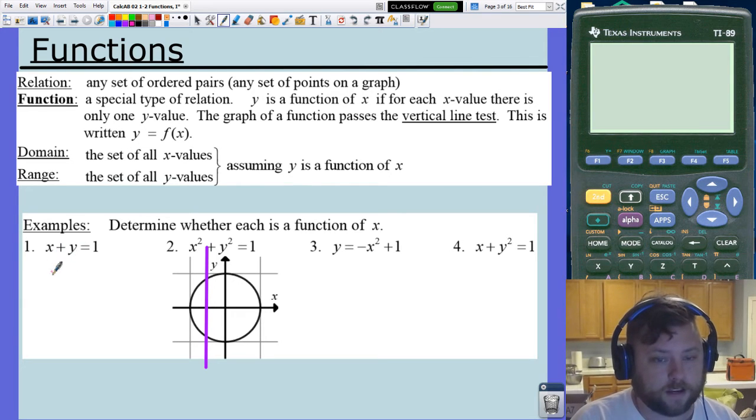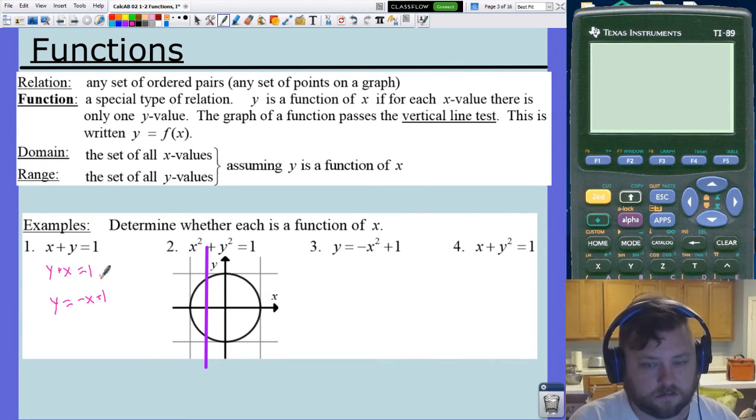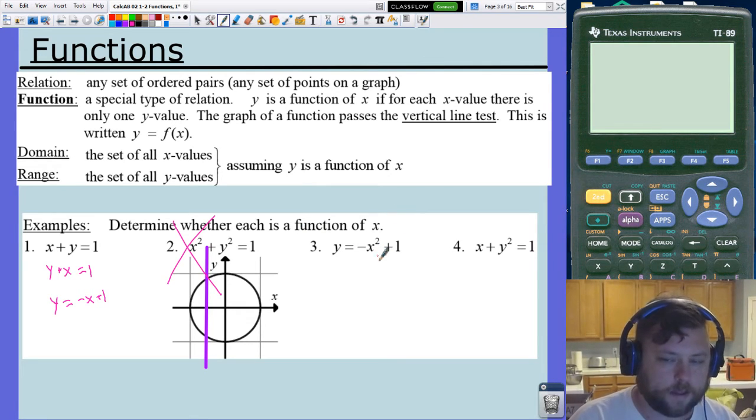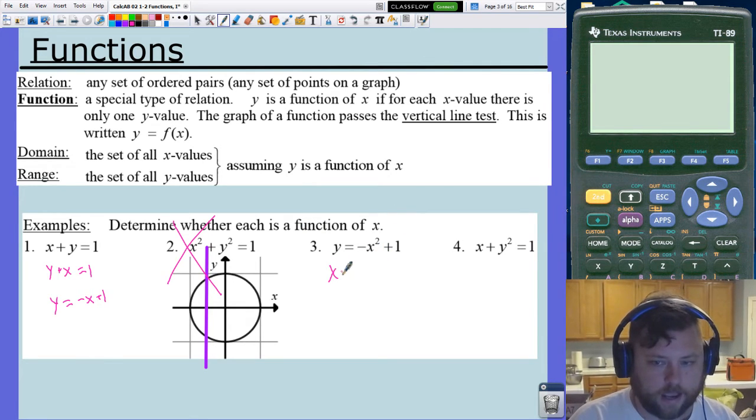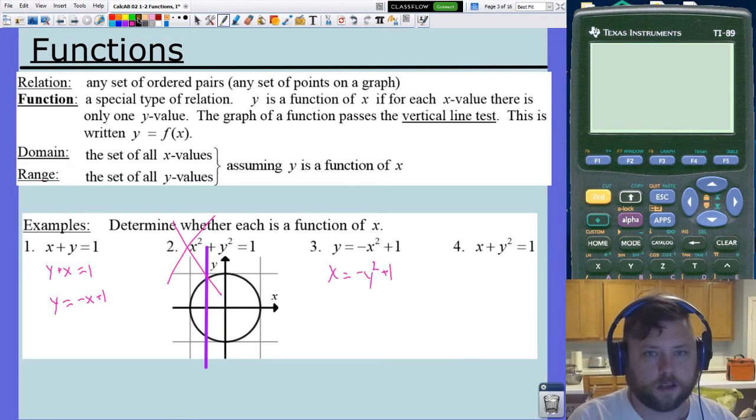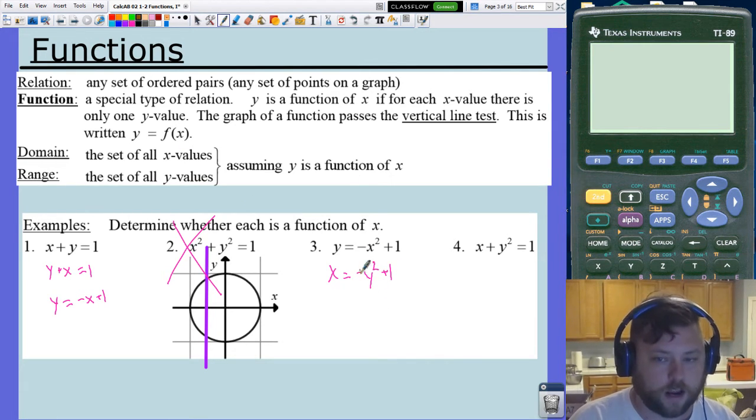If I flip the x and y, this just becomes y plus x equals 1. And yeah, that's still a function because I can write that as y equals negative x plus 1, and it's just a line. Sweet. Does this have an inverse function? Well, it's not even a function, so no, it doesn't pass the vertical line test. What about this one? Well, it'd be x equals negative y squared plus 1. This is not going to have an inverse function because at certain x values you could have multiple y values.